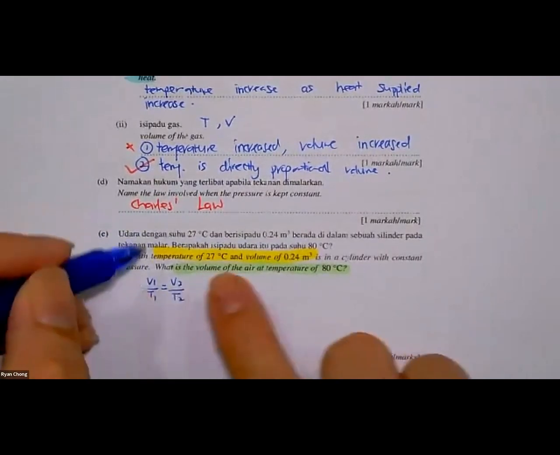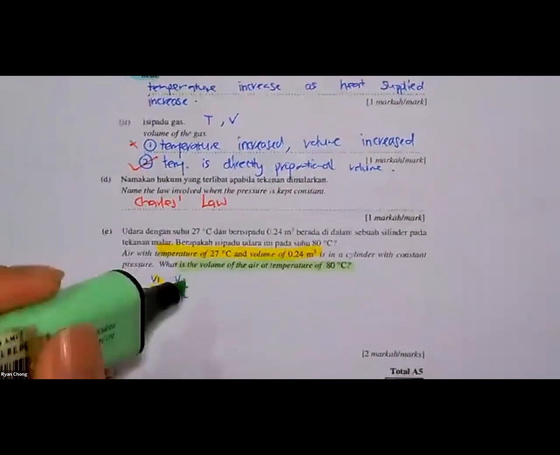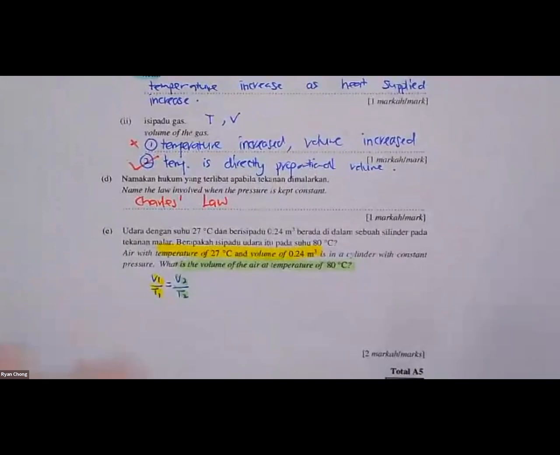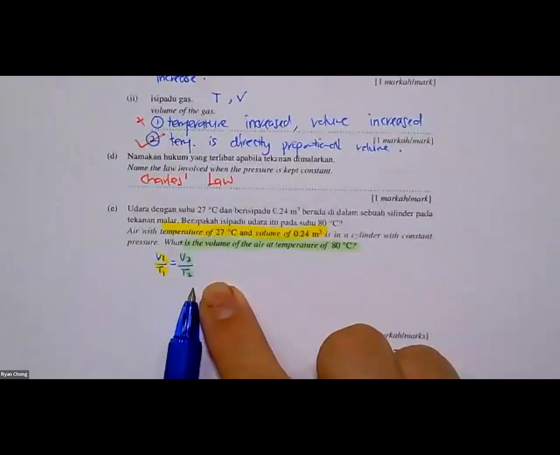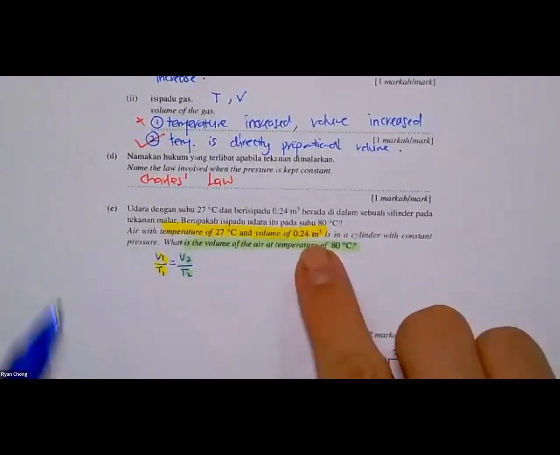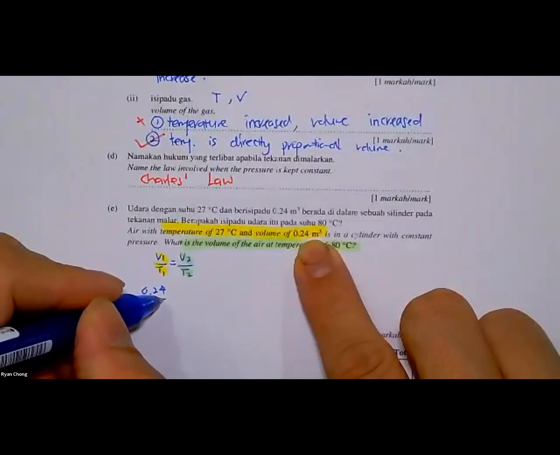V1 is the volume, the red color, yellow color one. Actually, whether you put V1 or V2 depends on you, no problem. What I mean is the yellow color one you can put at V2 T2 also, but they must continue with the same pair. So 0.24, no problem. You can put meter cube.